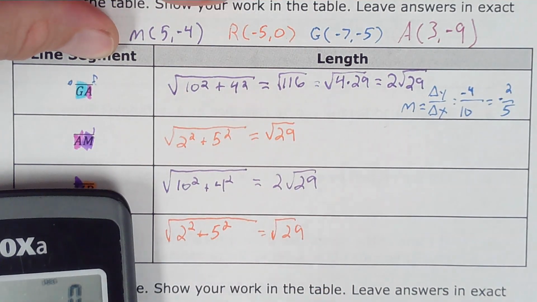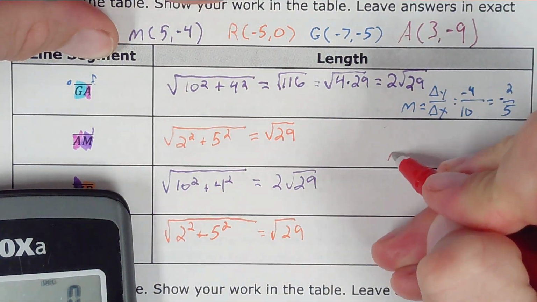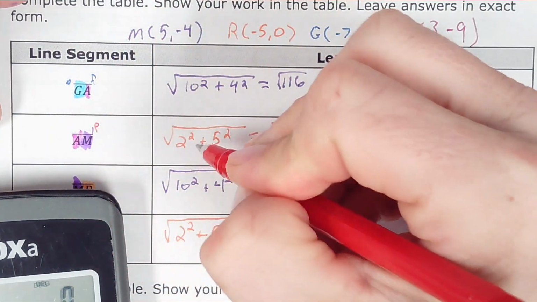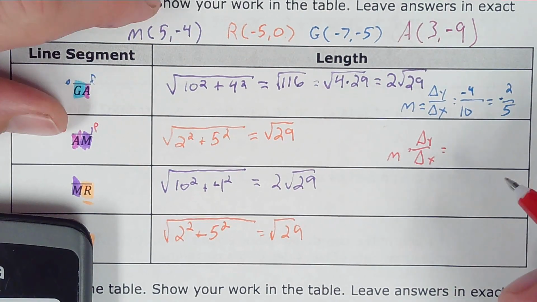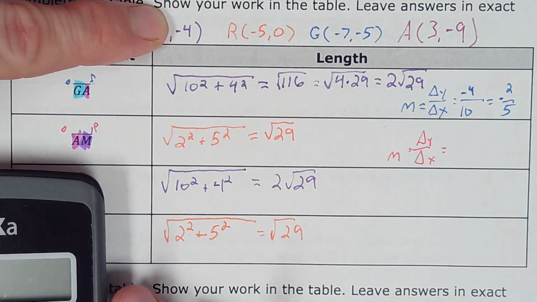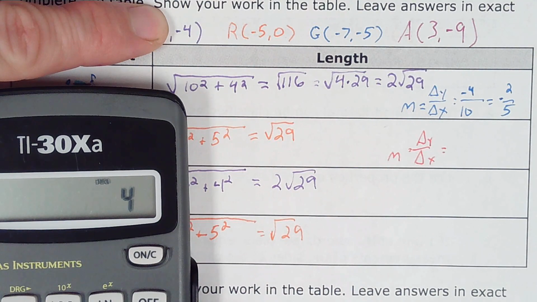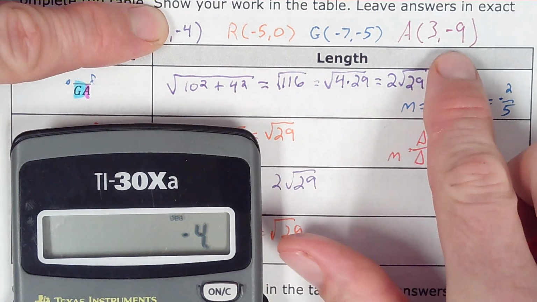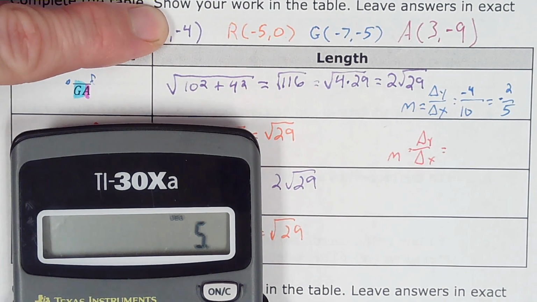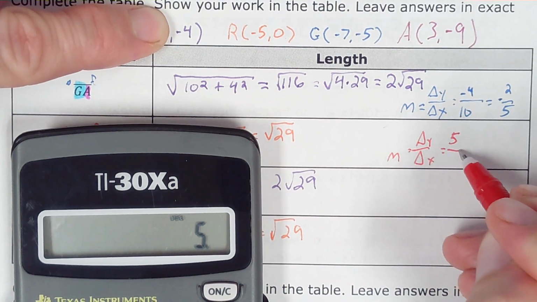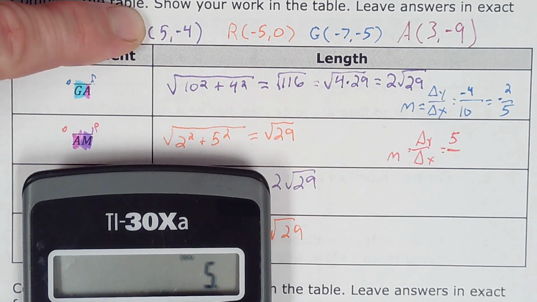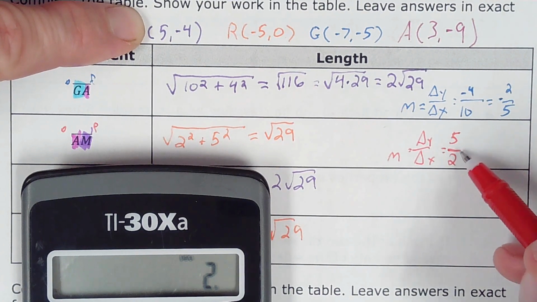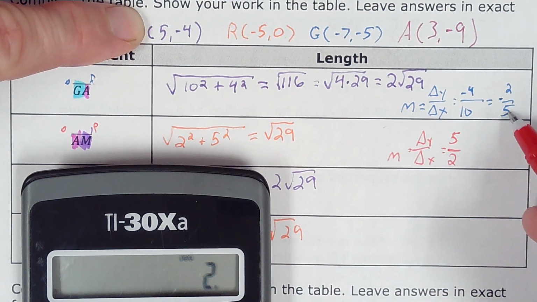How about my slope for, let me change this to red, my slope for AM. AM, this is my final. This is my initial. So my slope equals my change in y over my change in x. My final is M, so it's going to be negative 4 minus negative 9, equals 5, that's a positive, divided by, and then my change in x is 5 minus 3, that's 2. Hey, look, these are opposite reciprocals.